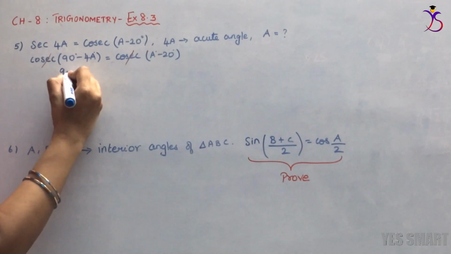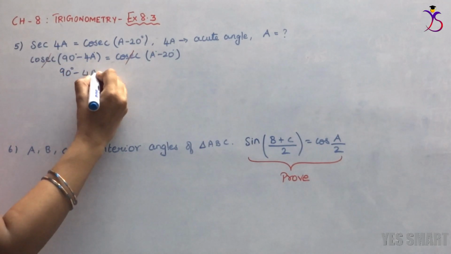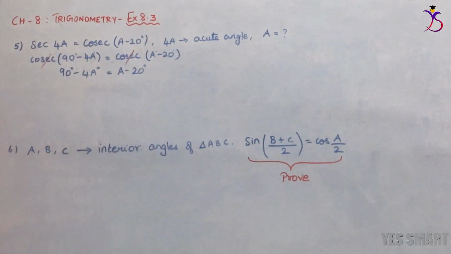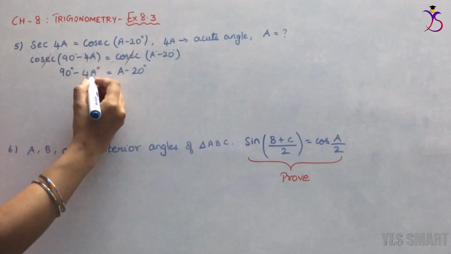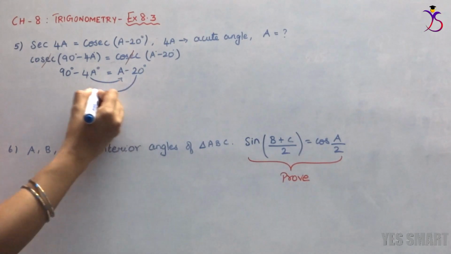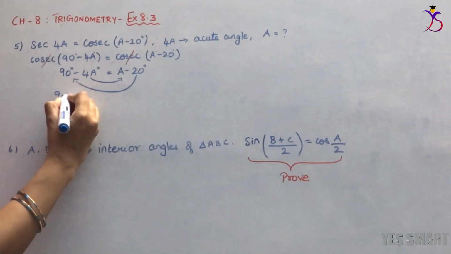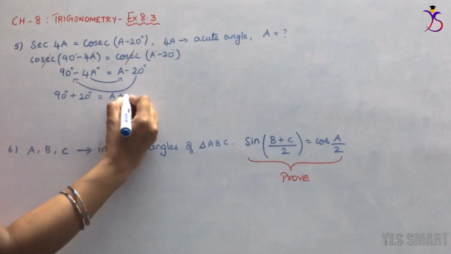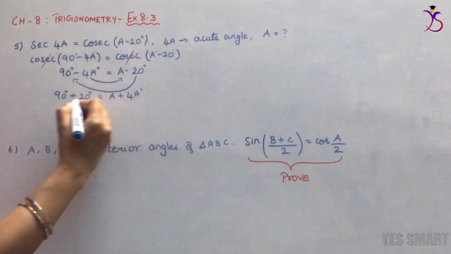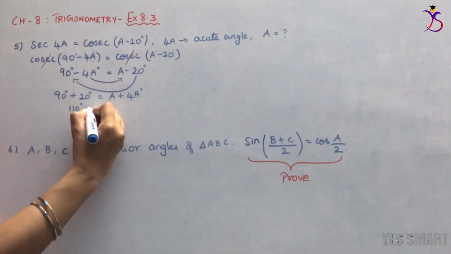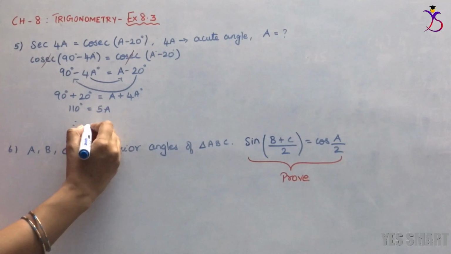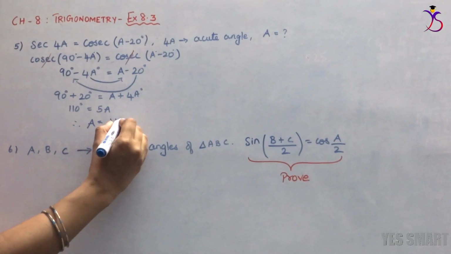Now it becomes 90 minus 4a equal to a minus 20. When I do a transpose to this minus 4a, it becomes plus 4a, and this minus 20, it becomes plus 20. Now it becomes 90 plus 20 equal to a plus 4a. 90 plus 20 is 110. A plus 4a is 5a. Since 5 and a are in multiplication, when 5 comes beyond the equal to, it becomes division. Therefore, a equal to 110 by 5, which is 22 degrees.